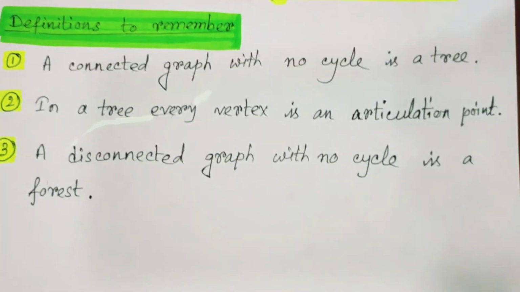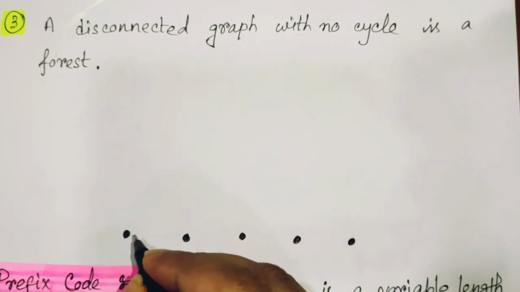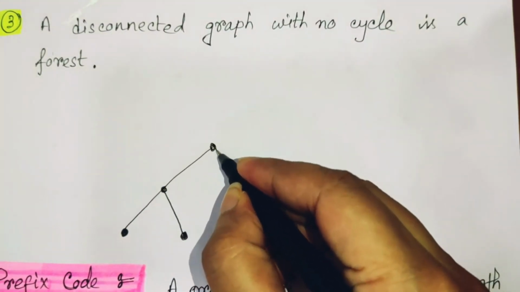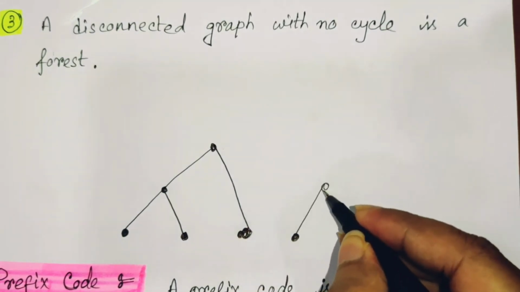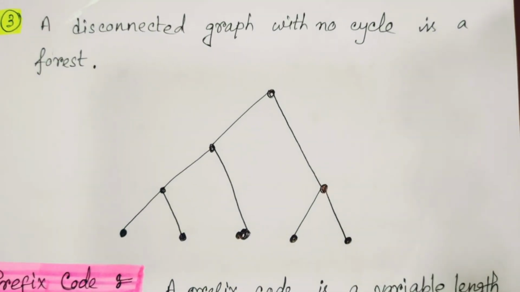So for these 3 definitions, let us take one example. Suppose these are a few vertices we consider. If we say this one is our graph, then this is definitely forming a forest, because all are disconnected and no cycles are forming here. Now if we join these vertices in this way, first one joining, then another joining, then a third one, and one more joining, just look, this one is a tree now, and no cycles are forming. But before drawing this tree, this was the forest, and each internal node here is an articulation point. So these 3 definitions we should know.